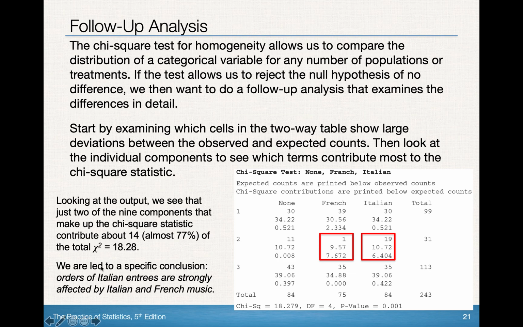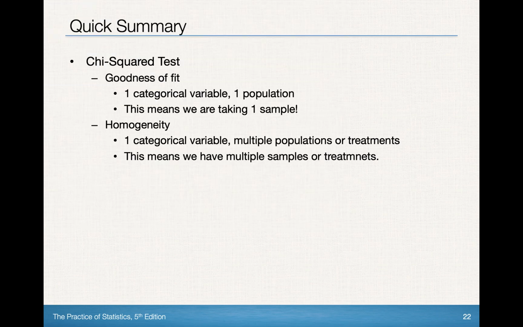But now we have statistical analysis to confirm what we originally thought just by looking at a picture, right? Because a picture doesn't tell us the whole story, but it tells us some of the story. And now we have this inference test that says, hey, Italian entrees are definitely affected by Italian music and French music. In fact, those 2 cells make up almost 77% of my chi-squared value. That's my follow-up analysis.